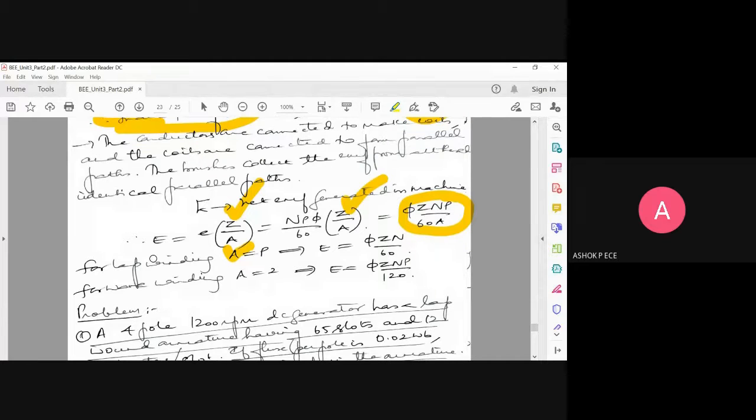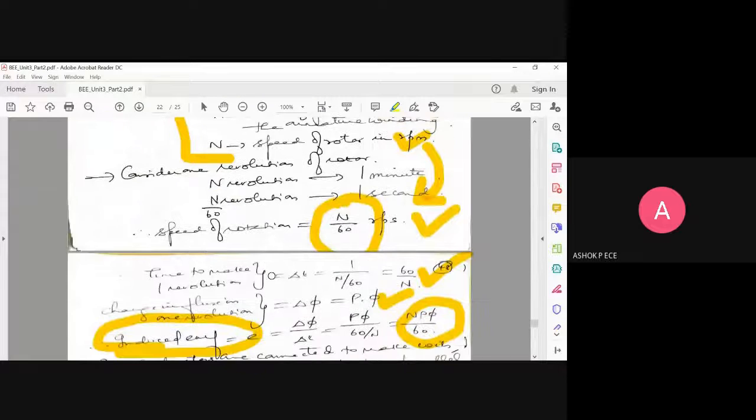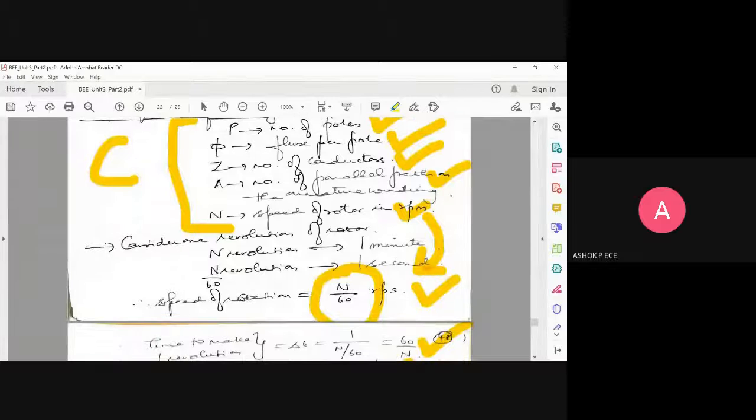For lap winding, A is equal to P. If you substitute A is equal to P, the A and P get cancelled, so it is phi Z N by 60. For wave winding, A is always 2, so it is going to be phi Z N P by 120. This is the final expression for the EMF generated in a DC machine or generator with lap winding and wave winding. Any doubt in this simple derivation? This is straightforward, I think. If you have any doubt, you can ask.